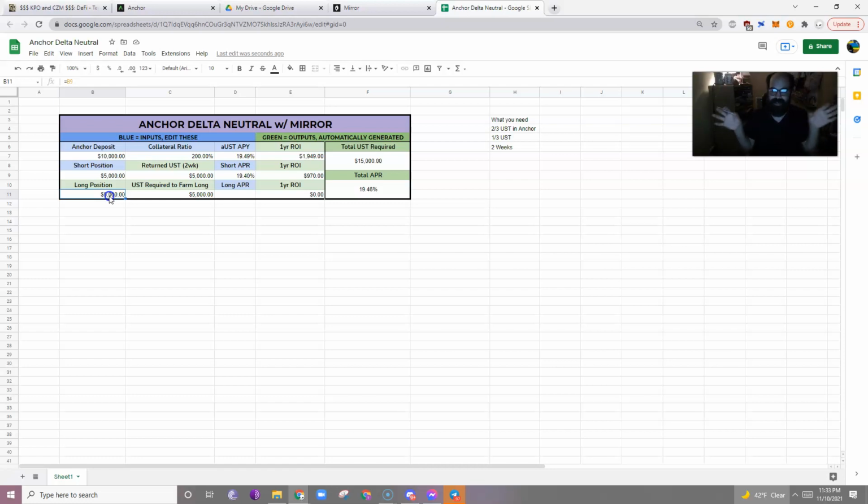So you're shorting and longing the exact same amount. As one increases, the other decreases. One decreases, the other increases, always. So you're always having the same amount of underlying asset.